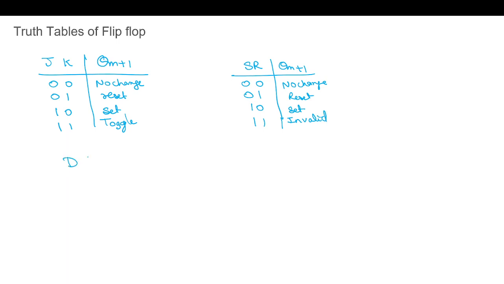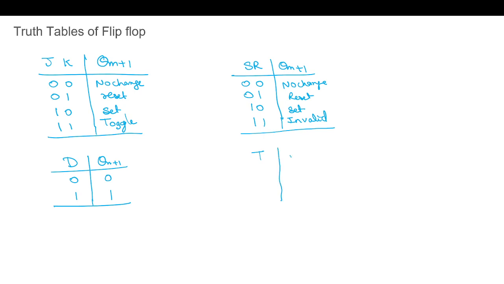And for D flip-flop, 0 is 0, 1 is 1. Whatever is the D input is available at the output. And next, toggle flip-flop, Qn plus 1. If toggle is 0, then the output is no change. If toggle is 1, output toggles.